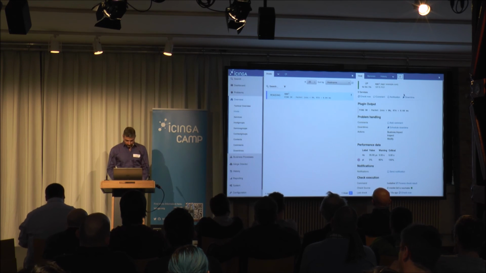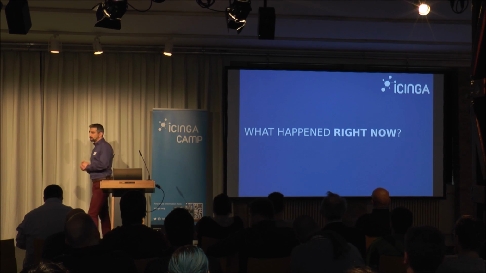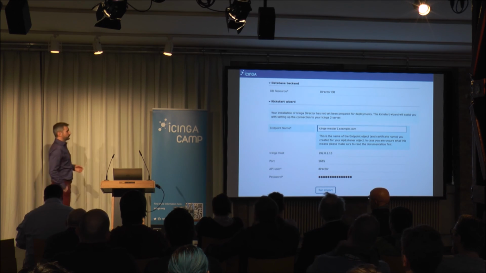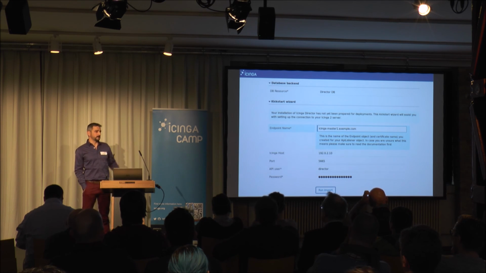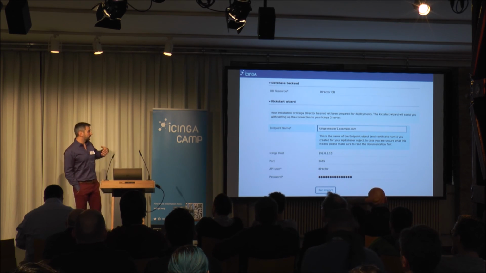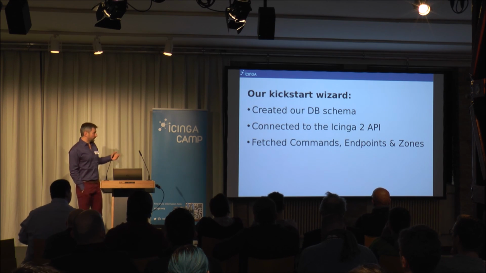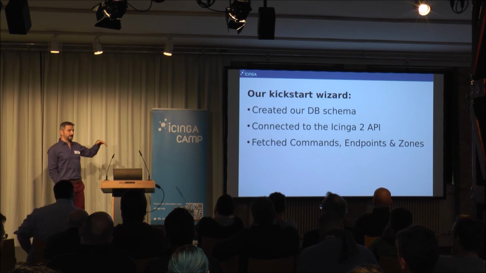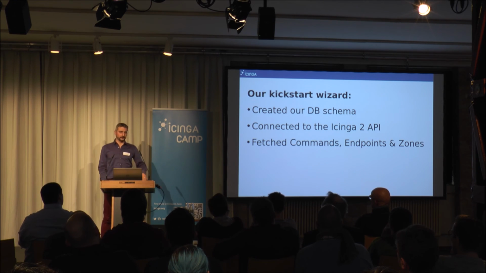Okay, let's go back to the presentation. What happened right now? Well, first, I've been running the Kickstart wizard. The most important thing here, to get a connection to Icinga, you have to create an API user in your Icinga 2 configuration, allowing the Director to access your Icinga 2. And then it runs, it connects to Icinga 2 and imports all existing commands, endpoints, and zones. Endpoints and zones are important because they already have to exist before the Director can connect.